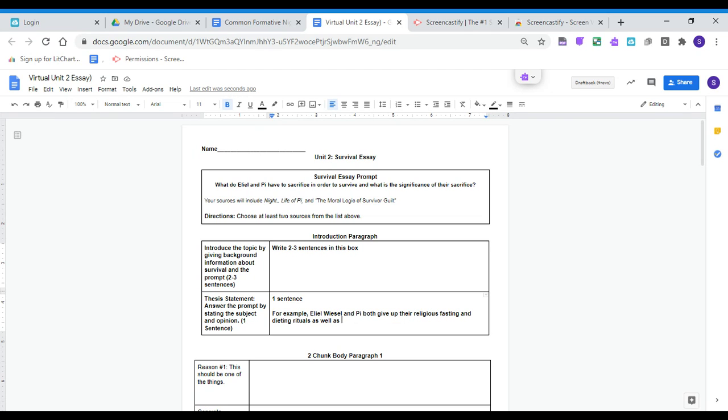So I'm going to finish this thesis statement example. Both give up their religious fasting and dieting rituals, as well as some of their values. That means the first paragraph will be about religious fasting and dieting rituals, because this is how a thesis statement works. You give your reason or topic for paragraph 1, and then you give your reason, example, or topic for paragraph 2. I left it generic with the idea of values so that you can go into more specific detail, because they don't share the exact same values, so you can be more specific in the individual chunks of your paragraph on which values they've had to sacrifice.